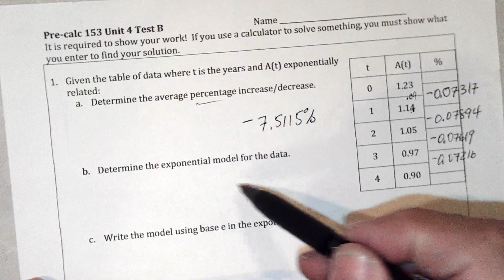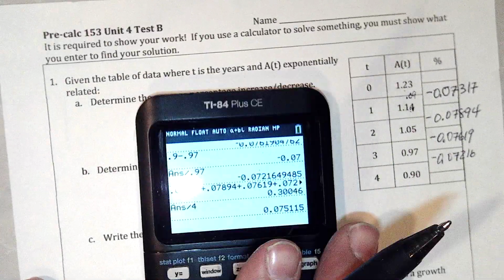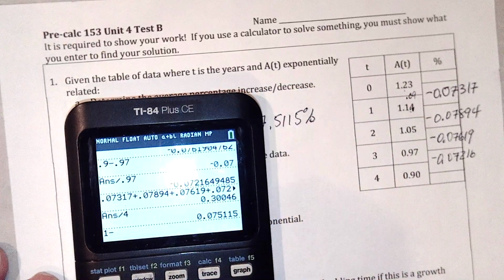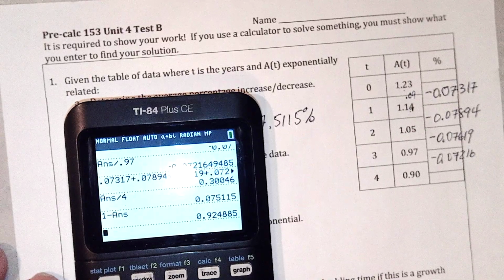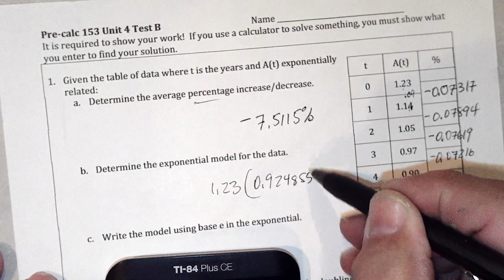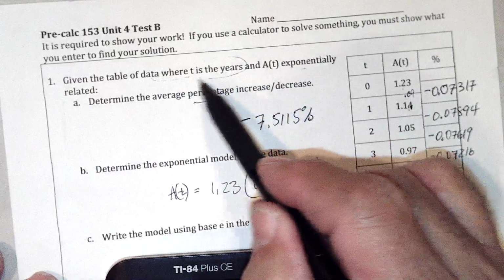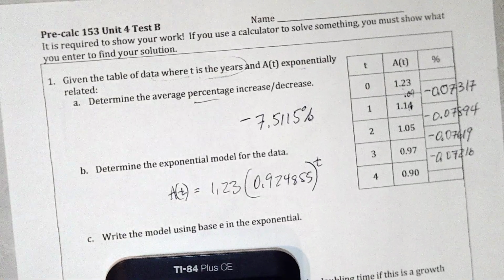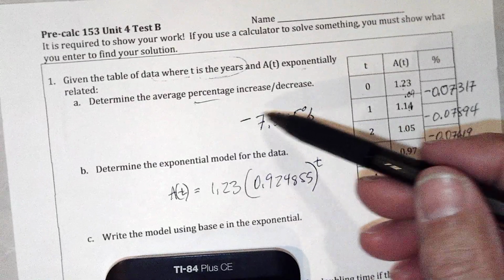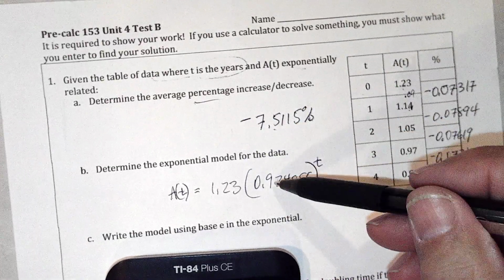That means my exponential model would be starting amount 1.23 times 1 minus this in decimal. So I have to take 1 minus my answer, and whoops, I didn't do that right. 1 minus my answer, and so I got 0.924885 to the t, and that's the amount there will be after t years. Time is in years. Starting amount came from here, and 1 minus this, it's 1 plus this in decimal form. So 1 plus the average of that was what I put in there.